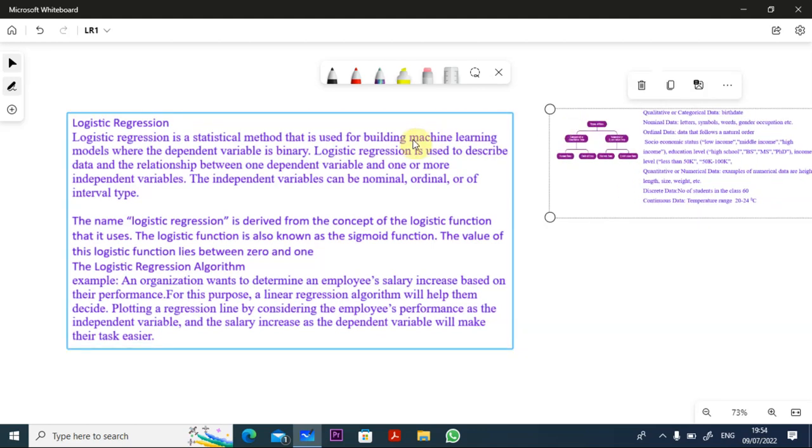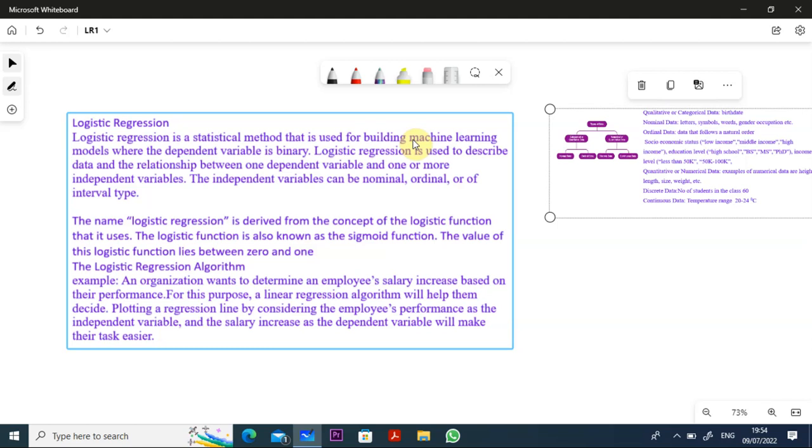Logistic regression is a statistical method. It is used for building machine learning models where the dependent variable is purely binary. Remember that. On the x-axis we represent the independent variable, and on the y-axis the dependent variable. Logistic regression is used to describe data and the relationship between one dependent variable and one or more independent variables. Is it clear?